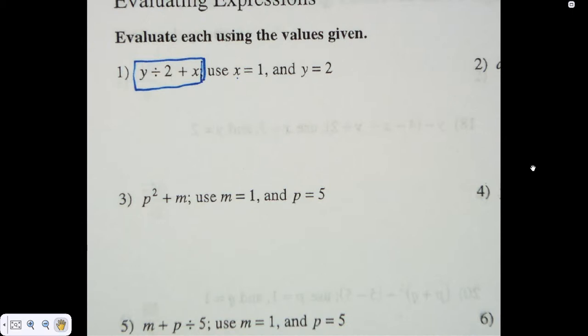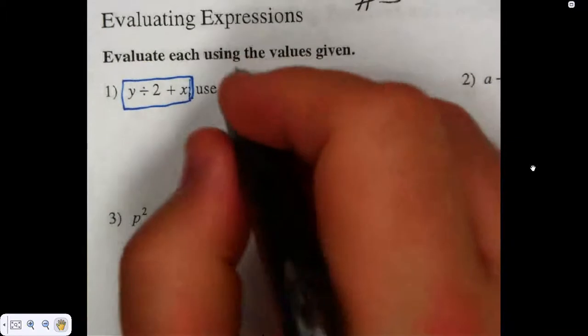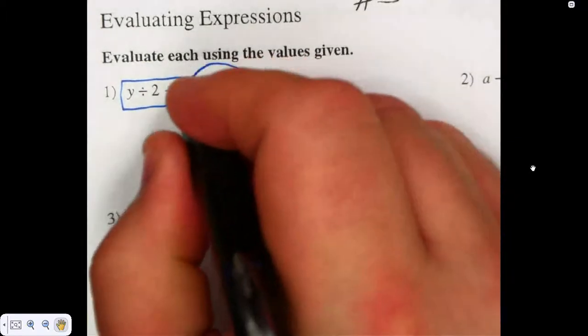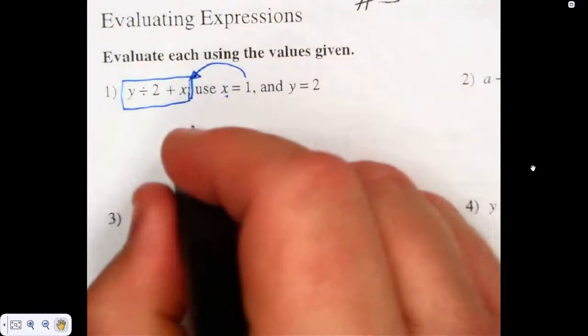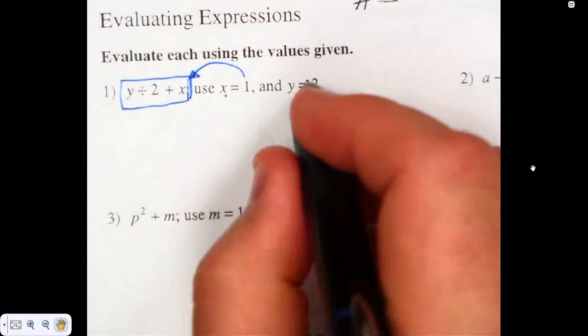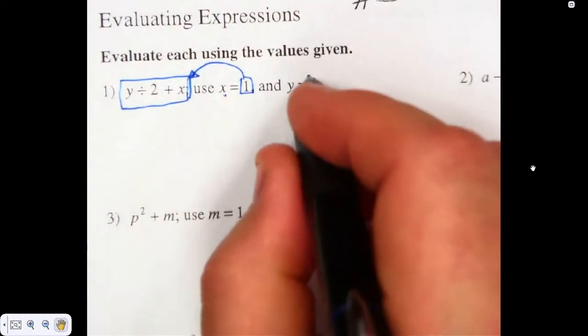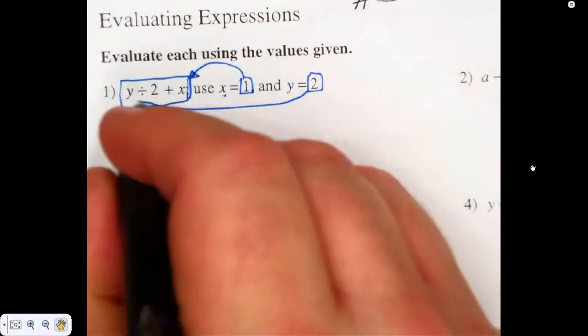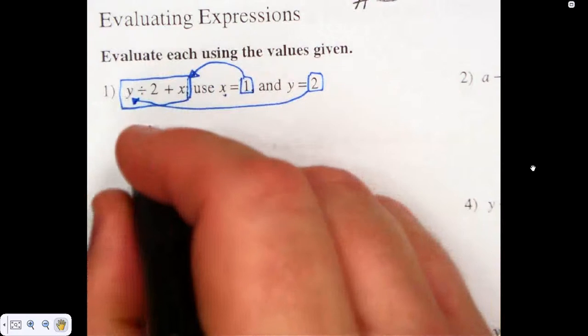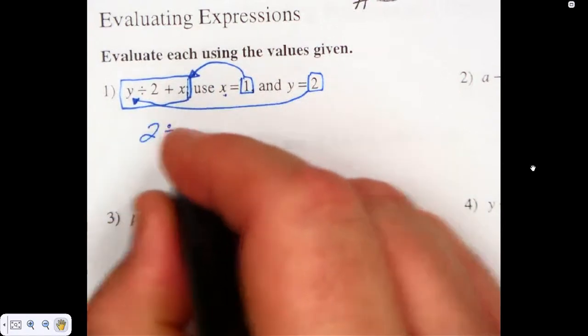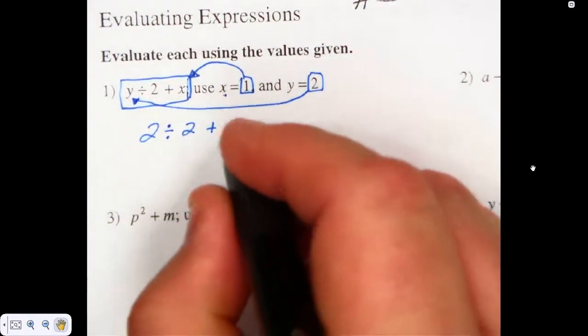All kidding aside, though, that's the point I'm making, is that when you have an equal sign in between, you're saying this and this are the same thing. Wherever you see that, you can put the other. So wherever I see x, what else could I put? 1. I could put a 1. And wherever I see, since y is equal to 2, wherever I see y, I can put a what? 2. So I've got 2 divided by 2 plus 1.